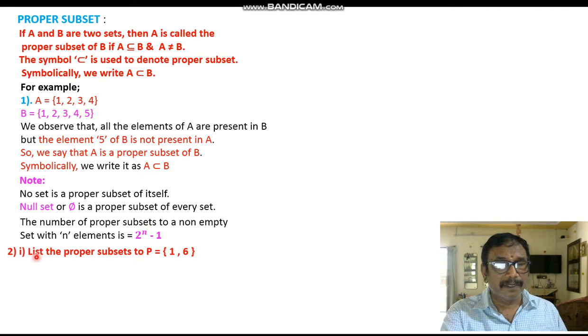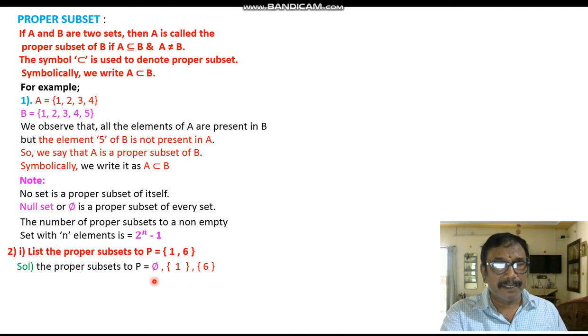Take for example, list the proper subsets of B, the set of 1, 6. The proper subsets are: the null set, which is a subset and a proper subset of every set, the set of 1 and the set of 6. These three are the proper subsets of B.